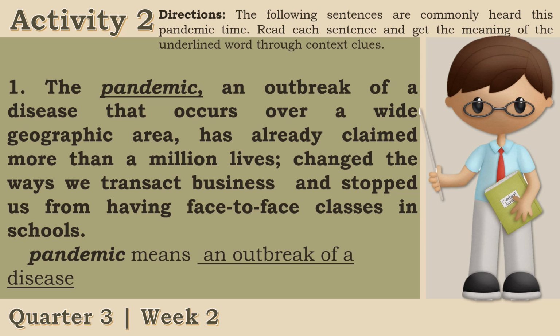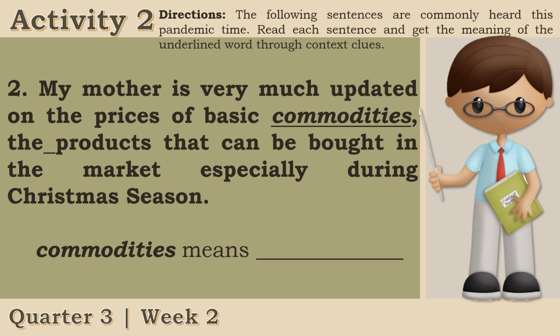So it is stated there that the pandemic is being defined using a context clue, which is a definition, an outbreak of a disease. As you notice, there is a comma after the word, and the following statement will be the definition of the difficult word in the sentence. Okay, let's proceed to number 2, and this time you are going to answer this. My mother is very much updated on the prices of basic commodities, the products that can be bought in the market, especially during Christmas season. So commodities means blank. Okay, we now give the answer.